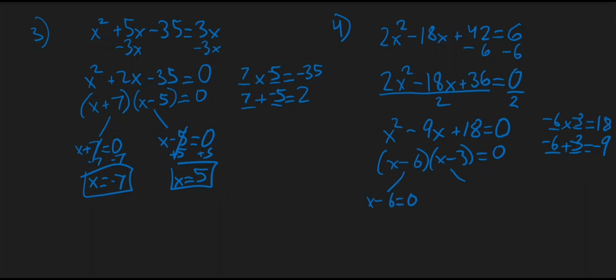In the first case, if you add 6, x should be a 6. In the second case, if you set x minus 3 equal to 0, then upon adding 3, x should be a 3. Okay, and these should be the two solutions for our quadratic. All right, so 2 more left. Let's go over number 5.